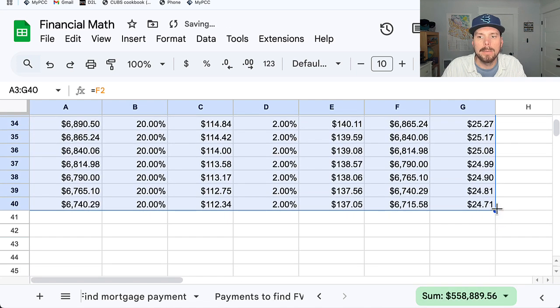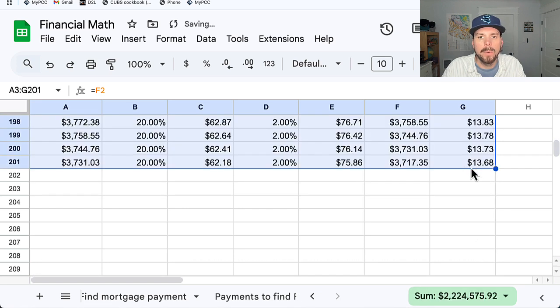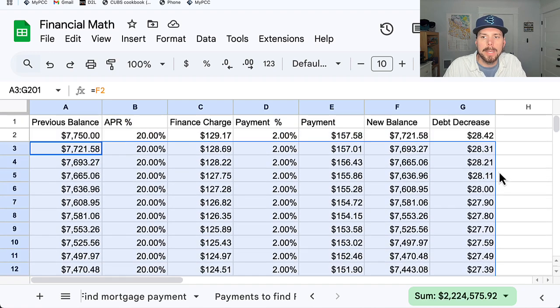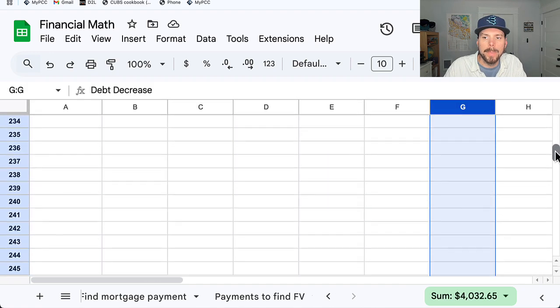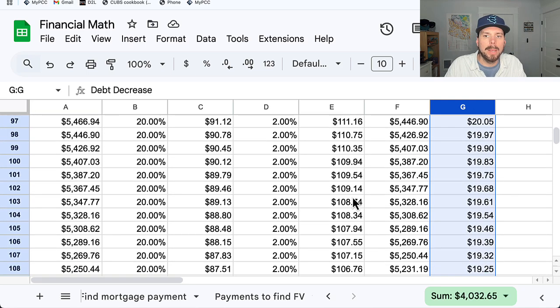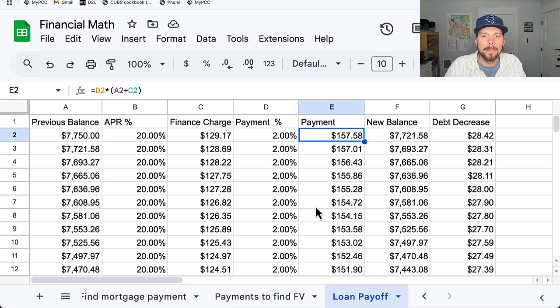I'm seeing that after 40 payments, we're down in the 6,000 range. It might take hundreds of payments. Let's go to row 200 here, or even row 201. So that was after a couple hundred payments, and we still have $3,000. The debt decrease is getting smaller and smaller here as we go, and so you're really not good with just paying the minimum. It's good if you can set an amount and stick with it.